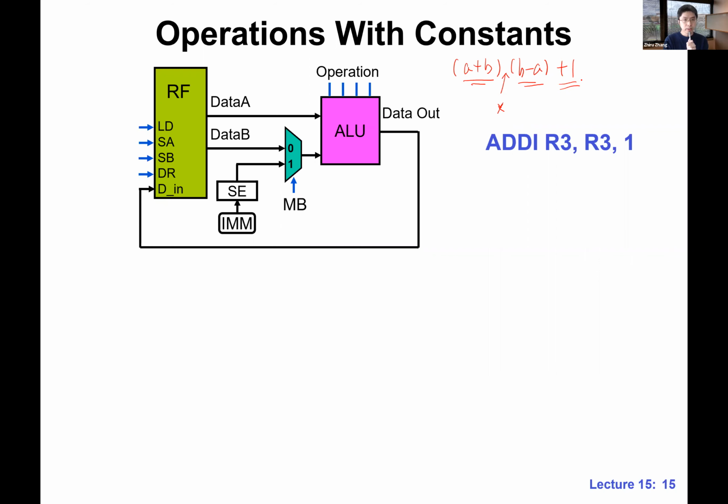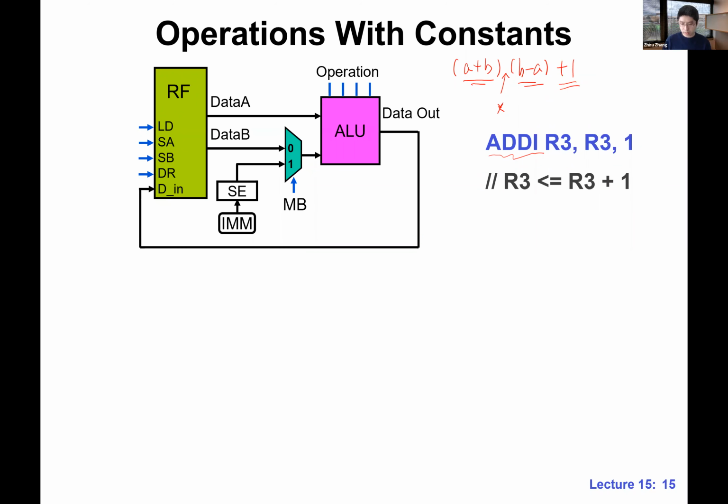Right, and this is the instruction. We have a variant of this addition. We have ADDI. ADDI means we are adding an immediate value. I'm going to explain what exactly immediate means pretty soon. And this is the instruction format, right? We want to add 1 to R3. That's it. This is what we want to do.